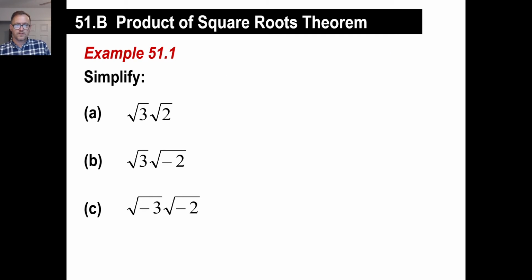Okay, so let's do 3 of these again. You tell me, what is the answer to A? The square root of 3 times the square root of 2 is square root of 6, right? B, the square root of 3 times the square root of -2 is square root of -6, right? But the answer to this one, with both of those negatives, what's going to be underneath the radical? A 6, right? And there we go. That's our theorem.